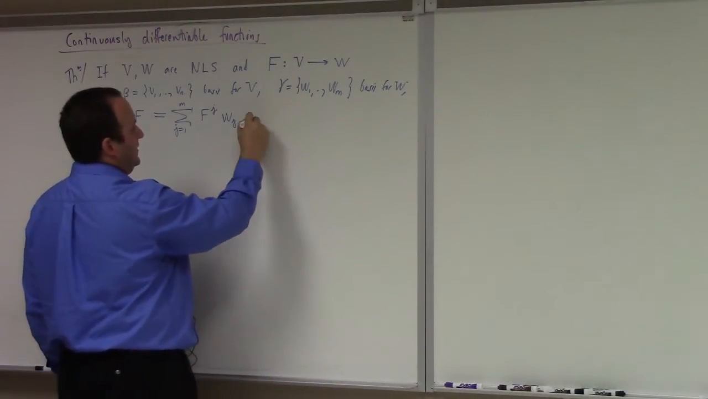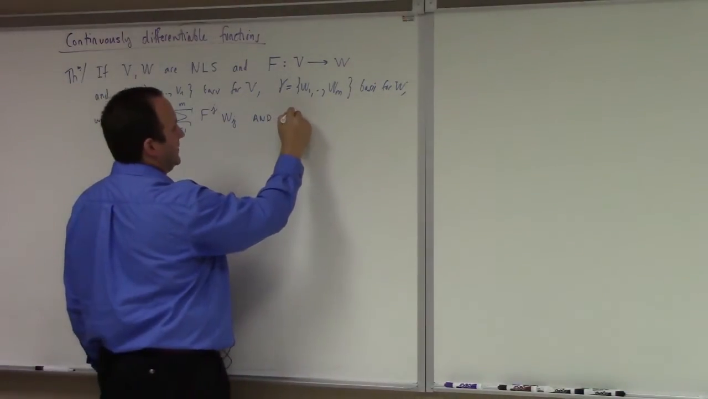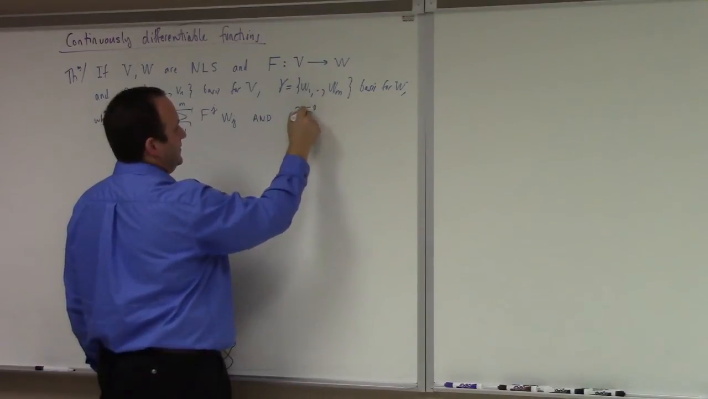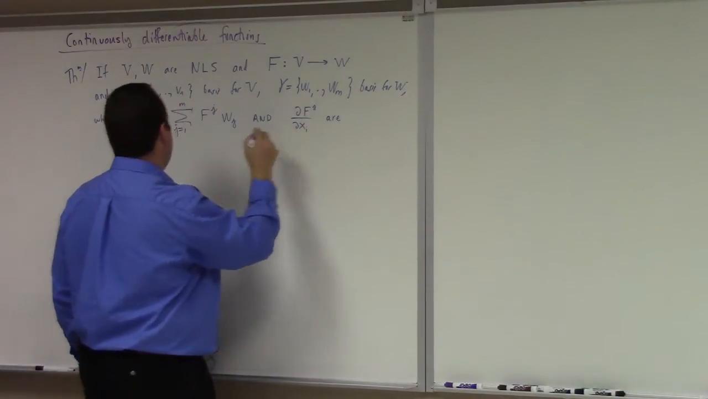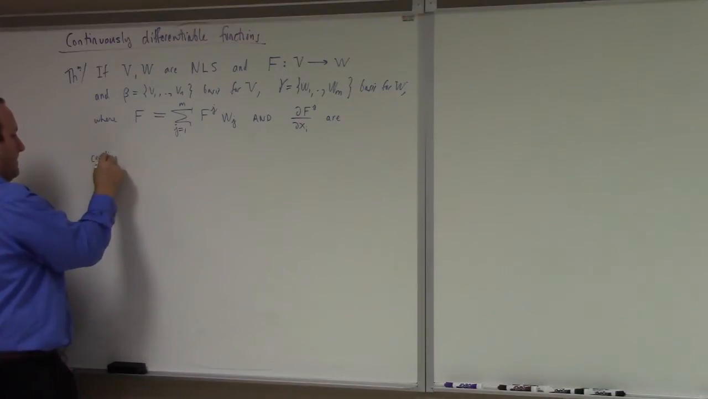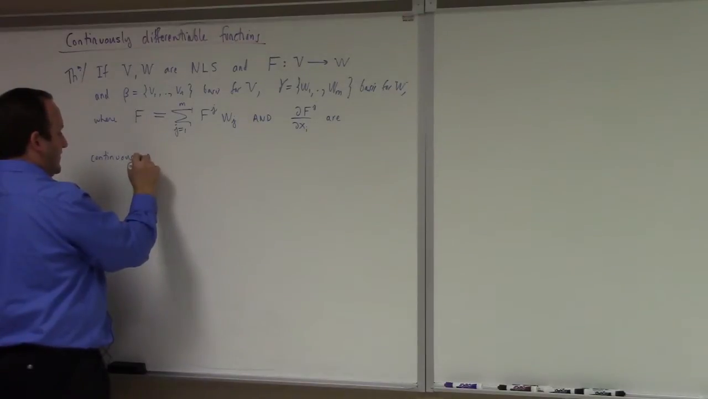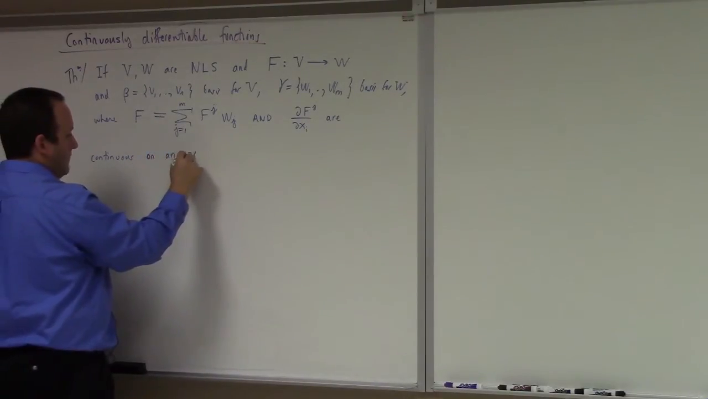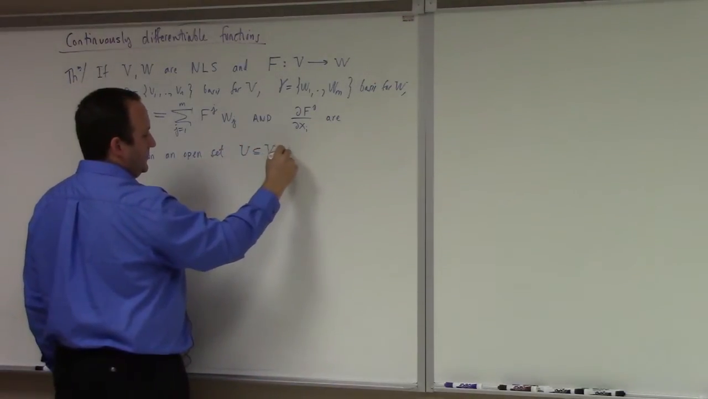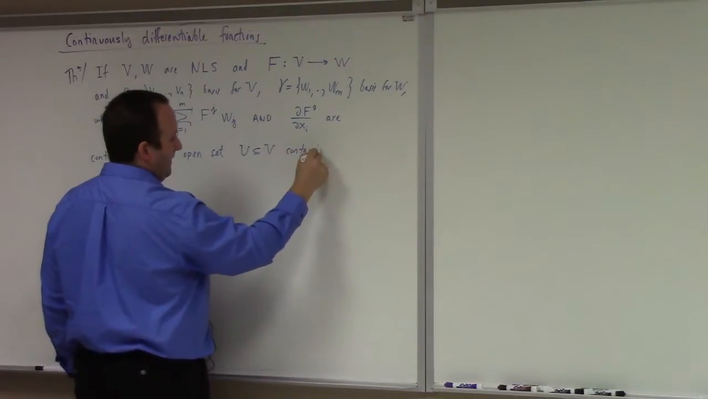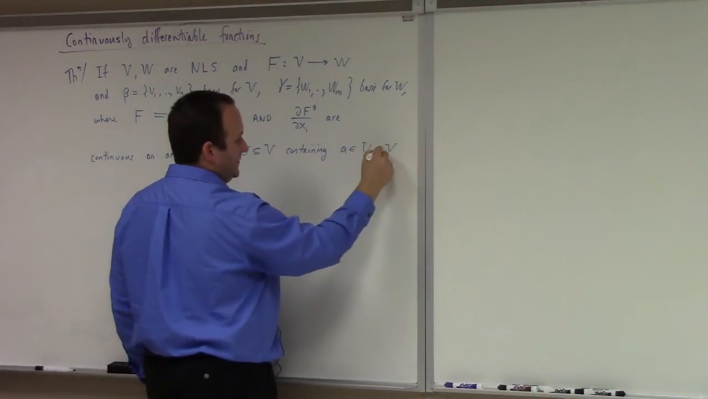So here's our setup, and if we have, in addition, that the partial derivatives of f^j with respect to xi are continuous on an open set, let's say U, containing A. All right. So A is an element of U, which is a subset of V.